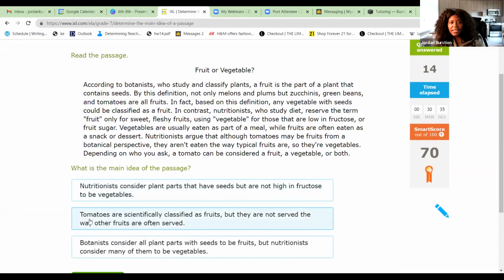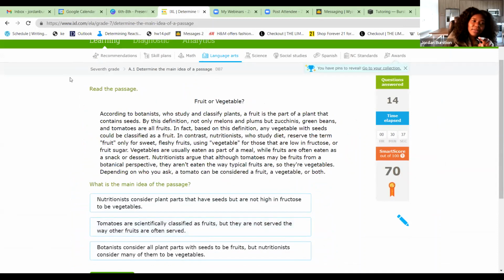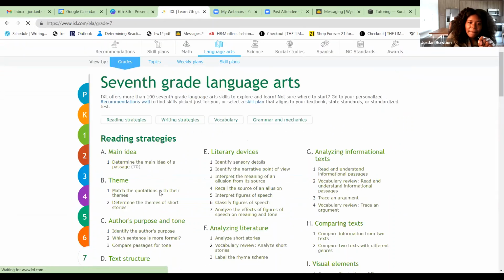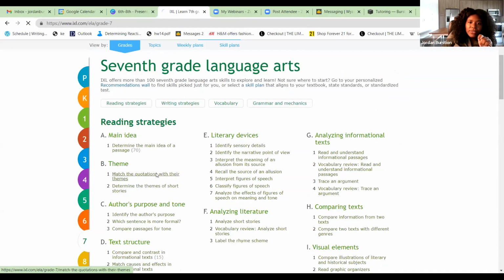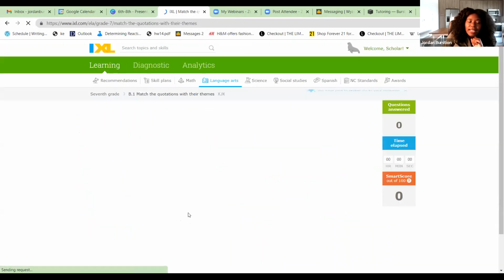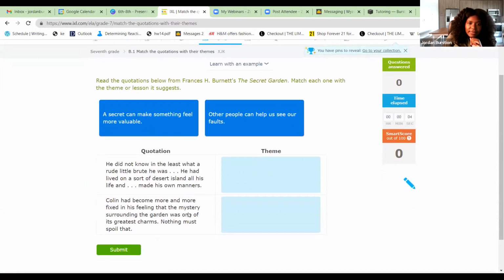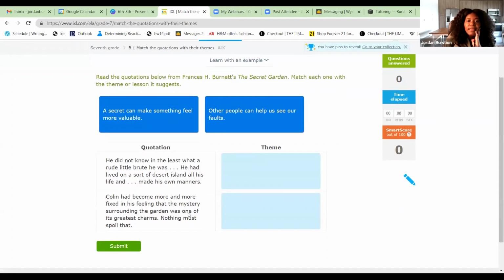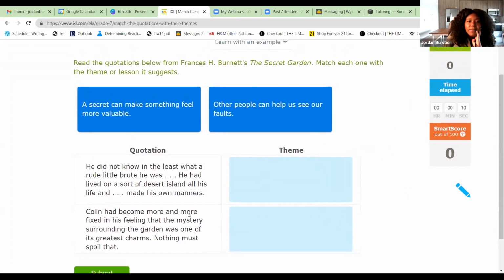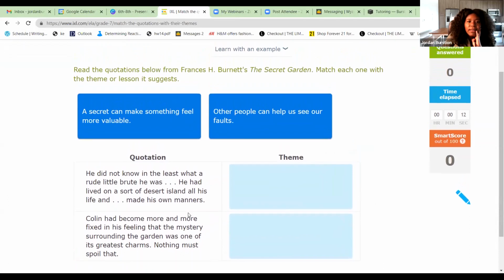Perfect, perfect. All right, so I said that will be the last one we do on main idea. And we're going to try identifying themes next, okay? We've got about 10 or 15 more minutes left, okay? I'll give you a moment to work on that.